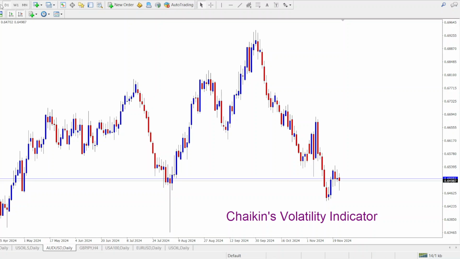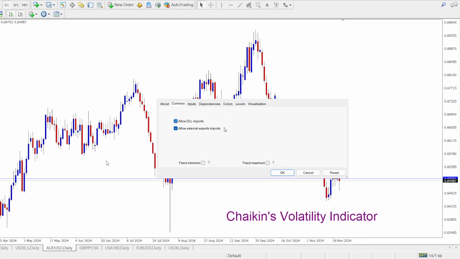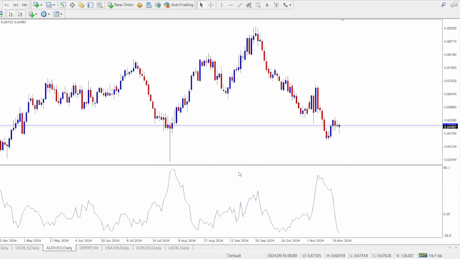Now, this is a custom indicator, meaning that you will need to download the indicator from an external source and then add it to your indicators library before you'll be able to load it to your charts for the MetaTrader terminal. So now I'm just going to be loading the indicator to the chart because I have already downloaded it. And here we go. This is how the Chaikin's volatility indicator looks.